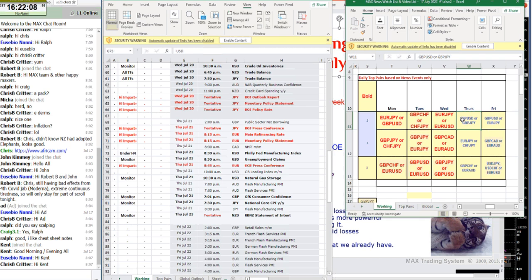So we will have euro yen, euro US dollar. Then we will have pound yen, Swiss yen. And then we will have euro Aussie yen.